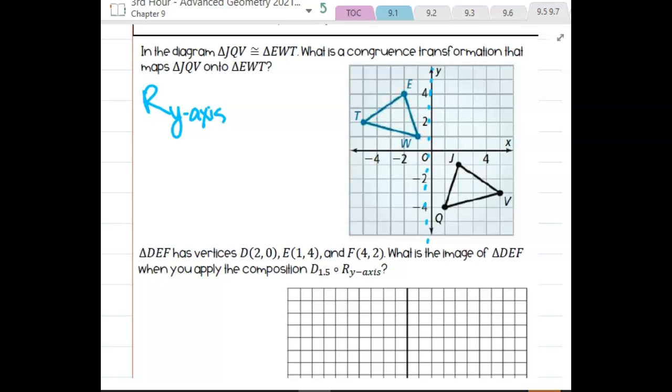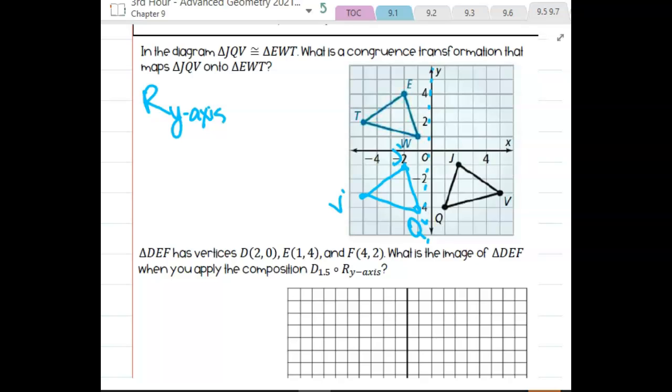So remember, for a reflection, to reflect Q, if I go 1 unit to get to my line of reflection, we're going to go 1 more unit. That would be my Q prime. J, I go 2 units. So we're going to keep going 2 more units for J prime. And then V, I have to go 3 units. So V prime, we're going to go 3 more units that way. So once I reflect it, it's going to look something like that.